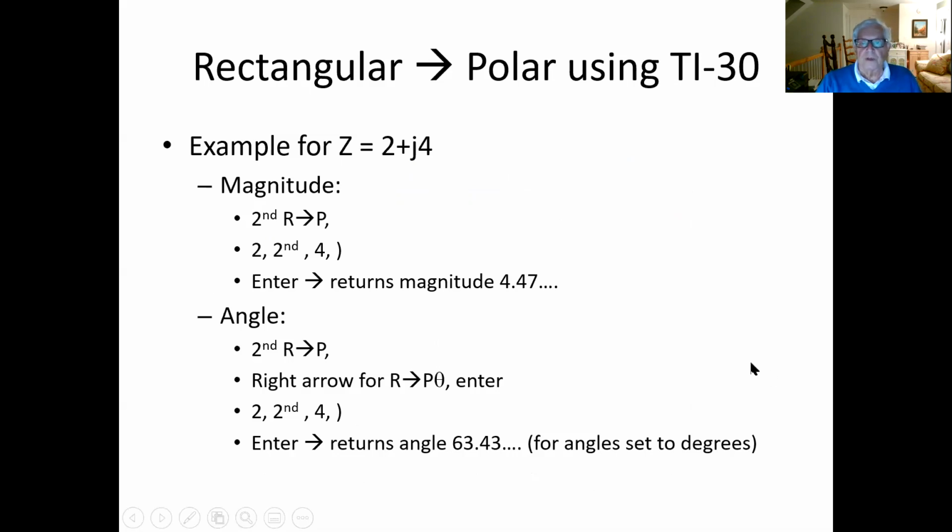When you're using this in an exam or so, you'll want to use your TI-30. This just tells you how to do it. So from rectangular to polar, that's what the key stands for. To get the magnitude, you want rectangular to polar, and to get the angle, you use the second portion of it. All right.